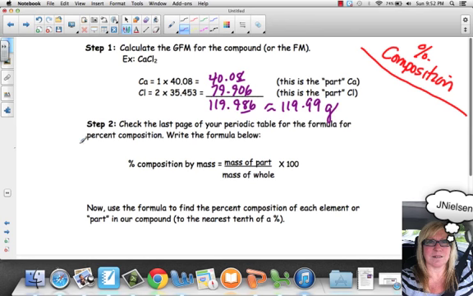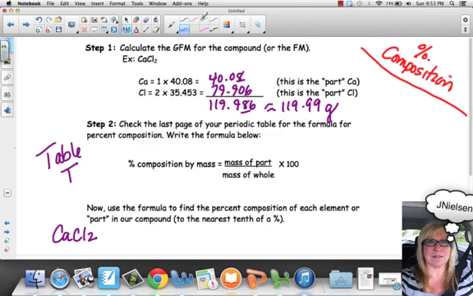When you look at table T, last page, you will see formulas listed, and percent composition is mass of part over mass of whole times 100. So we want to use the formula that we just calculated to find the percent composition of each element or part to the nearest tenth. So CaCl2.